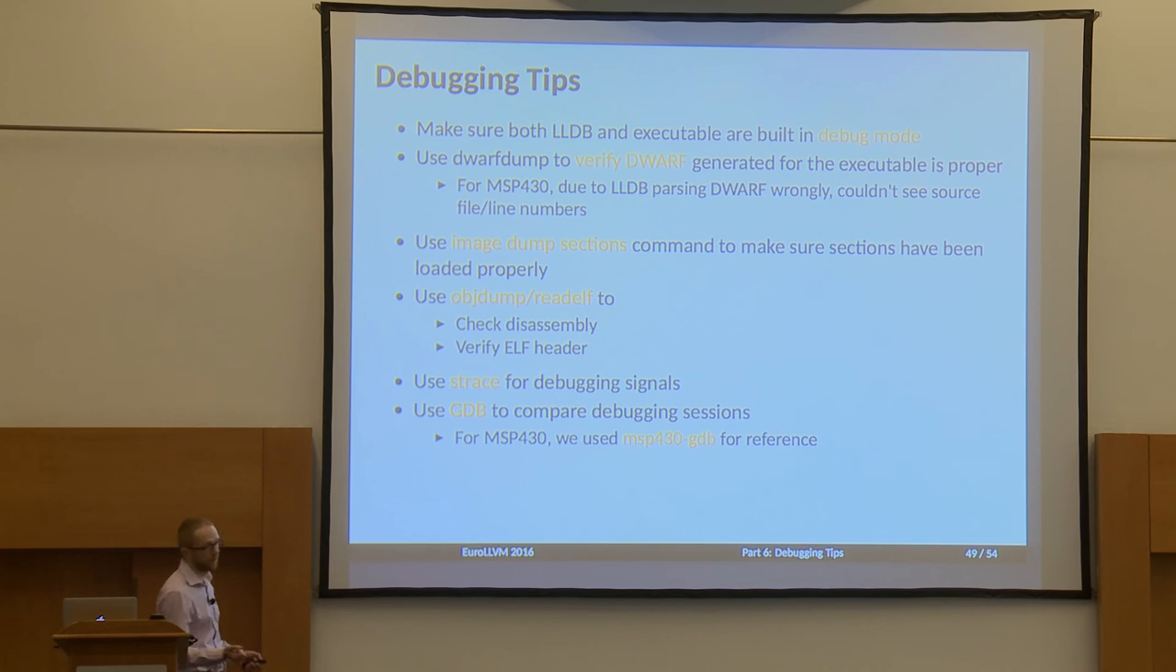Image dump sections, this is a command from LLDB that you can use once you implement your triple, you know you should be able to read your ELF. Just do image dump sections and check whether the sections are correct. That's how you verify this. Objdump and readelf, again, you can use that to check disassembly. You can use that to check the header in your binary. And then later on, you go to LLDB server and verify that LLDB actually reads the binary correctly as well.